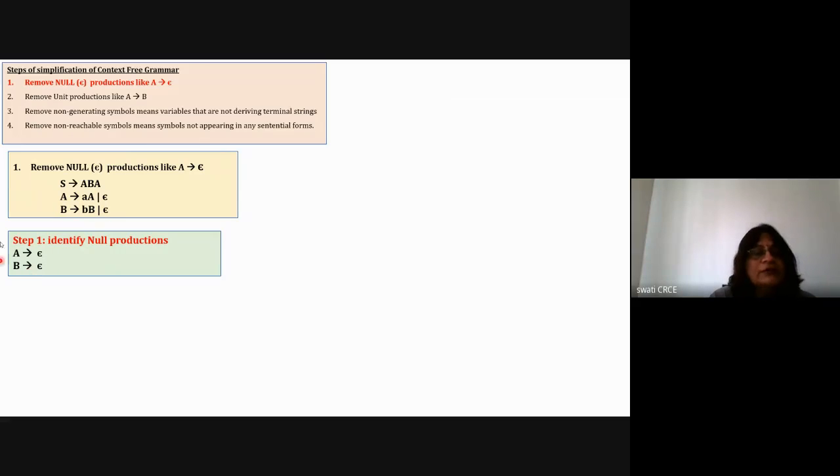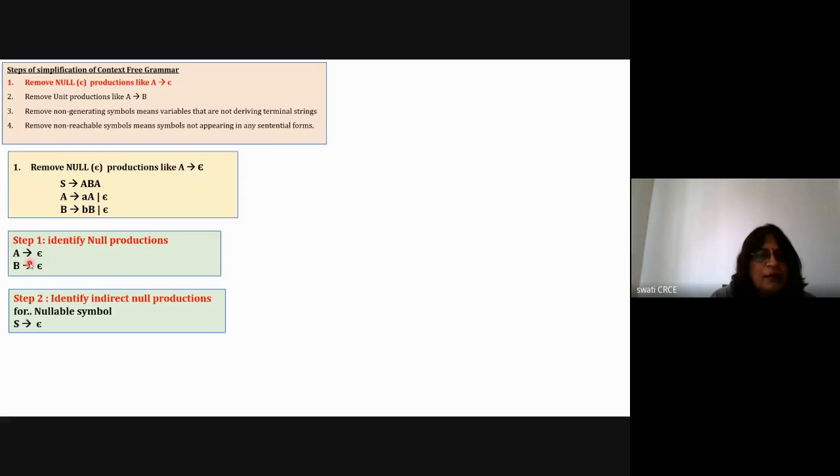Now you have to check whether, because of A and B being null or being epsilon, there is any other variable which can also become epsilon. So like this you need to find out. So try to check, S is the third variable only and S is equal to ABA. So if both of them, A and B, are epsilon at the same time, then S will also become epsilon. So we have identified the indirect null production.